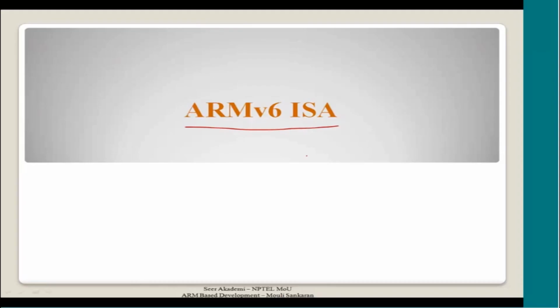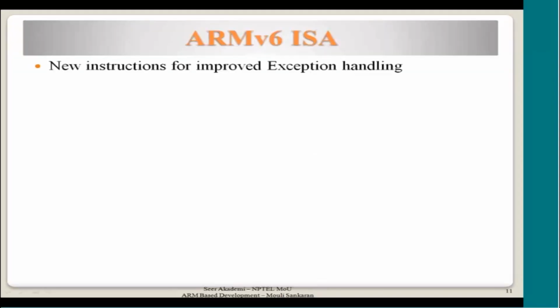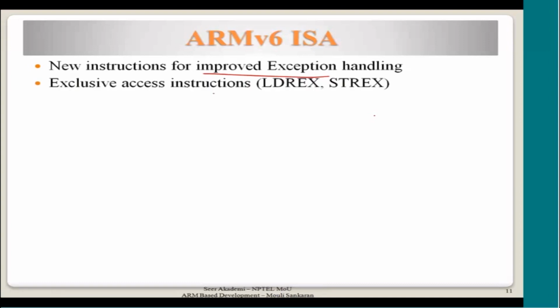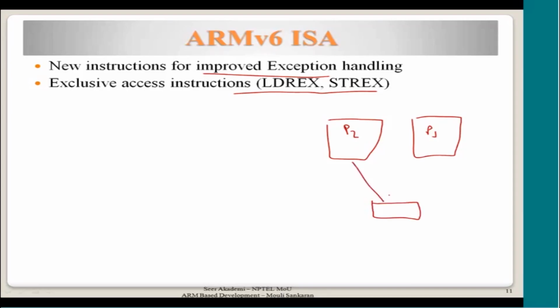Now V6, the next instruction set. Here there are new instructions for exception handling, so exception handling has become simpler with the additional instructions. And then exclusive access instructions. This will involve a monitor and multi-core processors, where you have variables which are to be accessed concurrently with other processors. So exclusive access has to be done where a particular variable is shared between two processors. It is useful in multiprocessing systems, and these exclusive access instructions help you in achieving that.